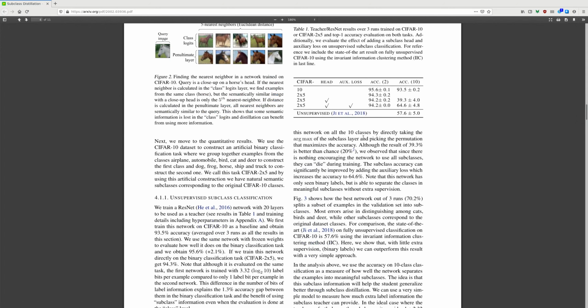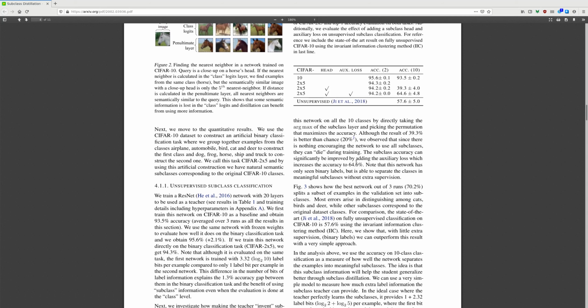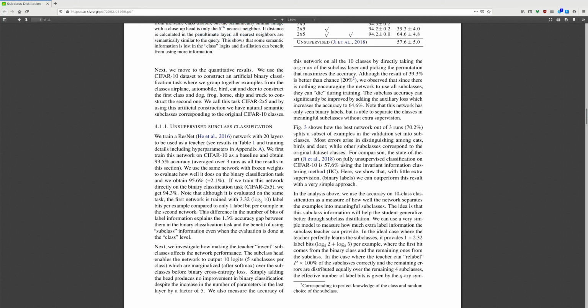Next, we investigate how making the teacher have 10 subclasses affects the network performance. Although the result of 39.3% is far better than the chance 20%, we observe that since there is nothing encouraging the network to use all subclasses, they can die during training. The subclass accuracy can significantly be improved by adding an auxiliary loss, which increases the accuracy up to 64%. Note that this network has only seen binary labels, but is able to separate the classes into meaningful subclasses without extra supervision.